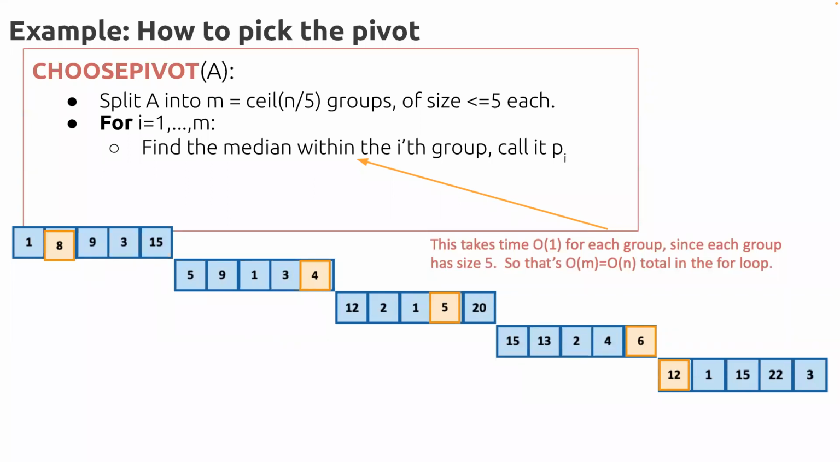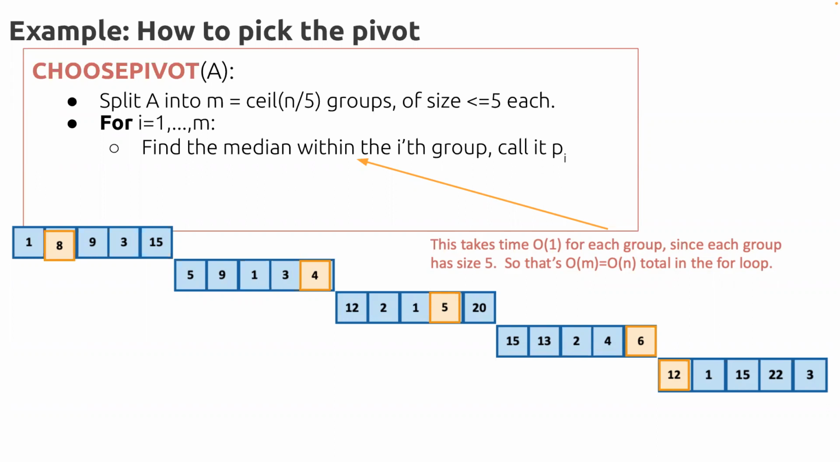Now we're going to do that for m groups, right? So the total running time of calculating all these medians is going to be O of 1 times m, because there's m of them. So it's going to be O of m, right? But m is essentially n divided by 5. So it's O of n, all right? Does that make sense?